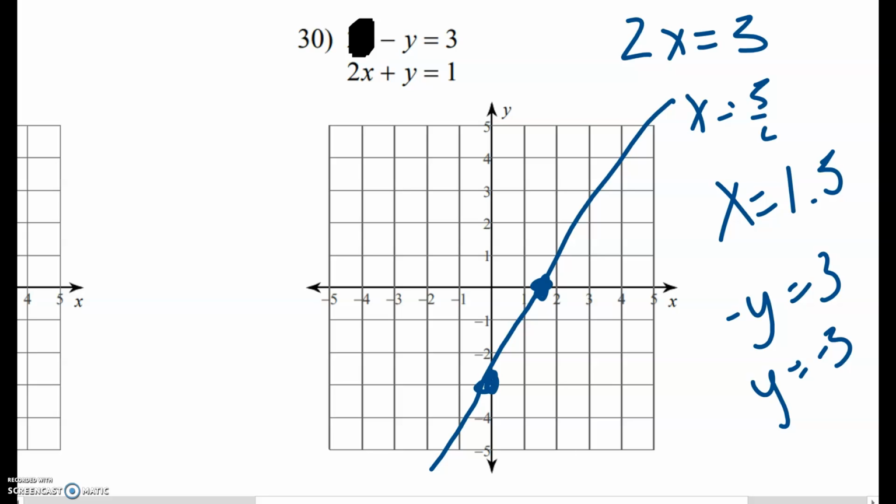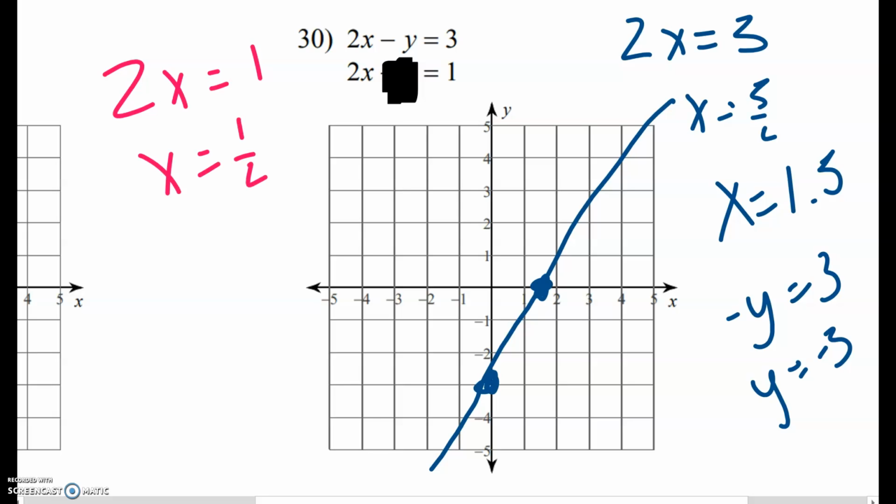Now we're going to do the same thing on the bottom. We're going to cover up. Okay, we'll do this one in red. We get 2x equals 1. So therefore x equals 1/2. Well, x equals 1/2 would be right here.